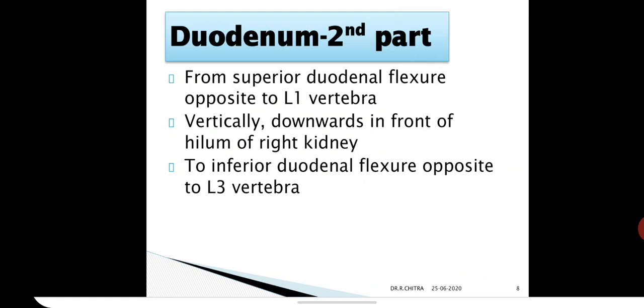Now we will continue with the second part of the duodenum. From the superior duodenal flexure, that is the junction of first and the second part, it runs vertically downwards in front of the hilum of right kidney up to the inferior duodenal flexure. What is the inferior duodenal flexure?